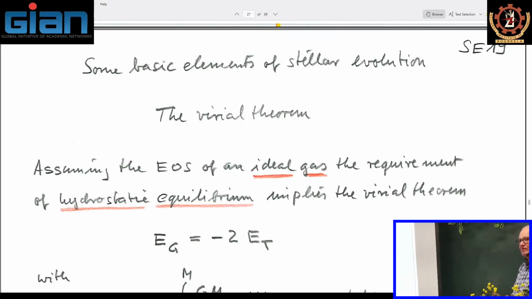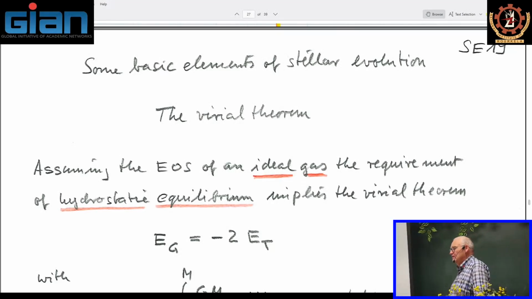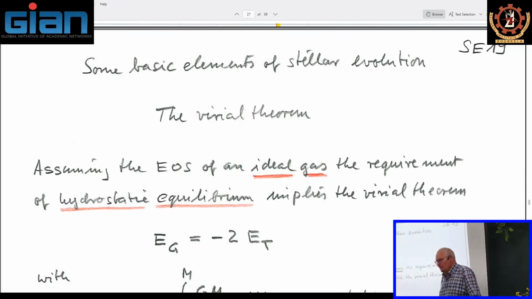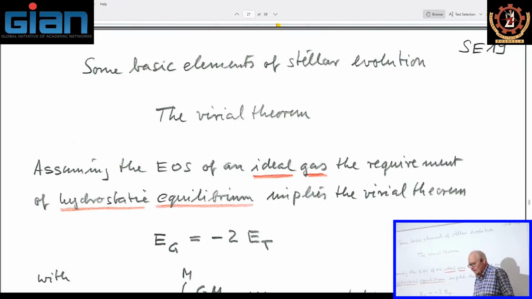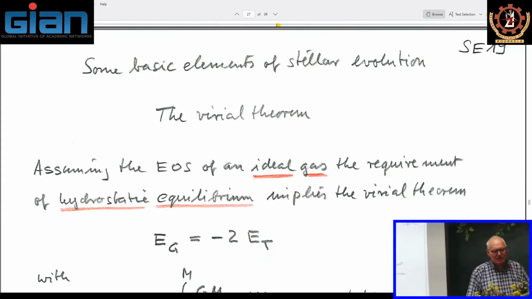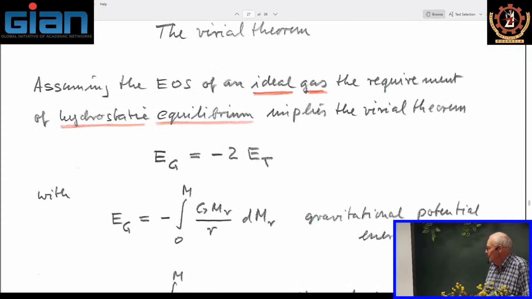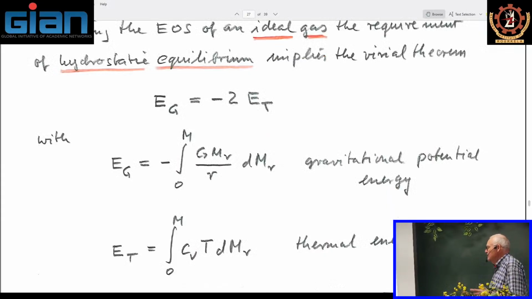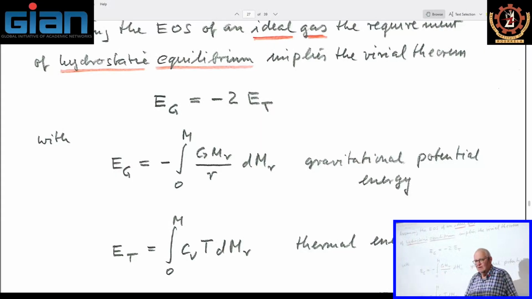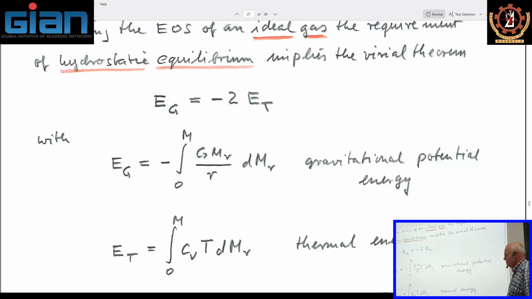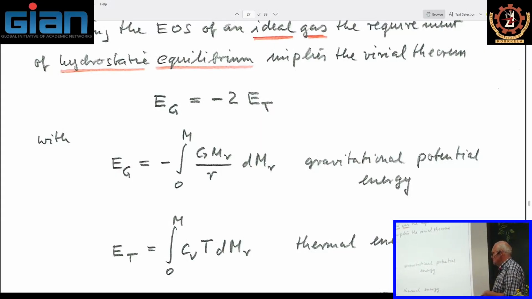Well, the virial theorem was derived on the basis of the equation of state of an ideal gas and the requirement of hydrostatic equilibrium. And we got the result that the gravitational energy is minus 2 times the thermal energy of the star. The gravitational potential energy is given by the integral over the mass of the gravitational energy per mass, which is GM(r) over r, and the integral over the mass gives the total gravitational potential energy of the star.